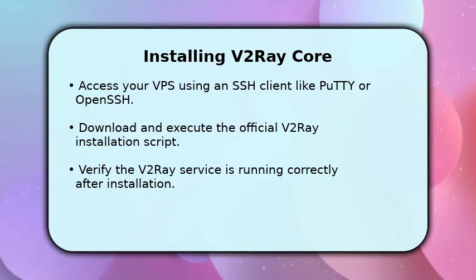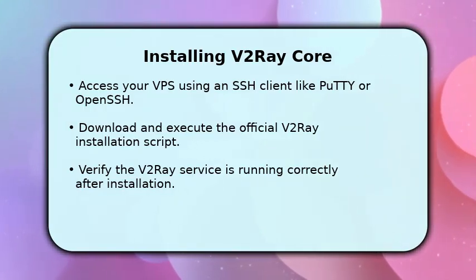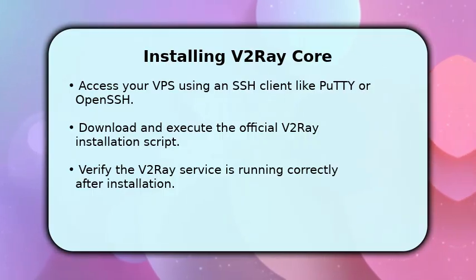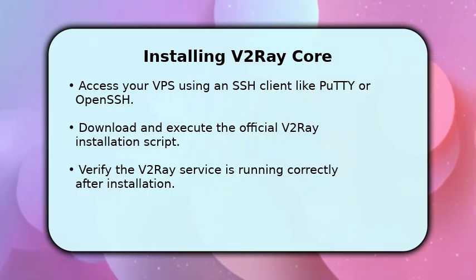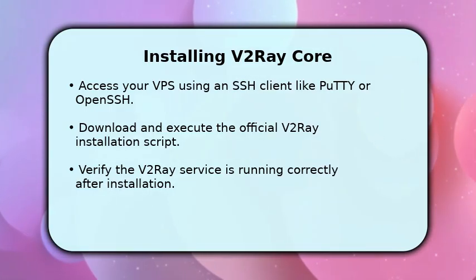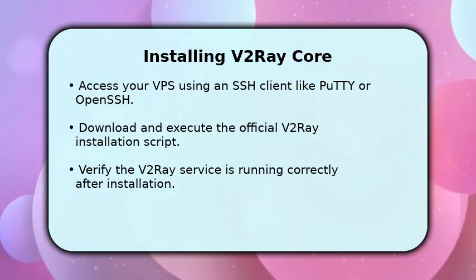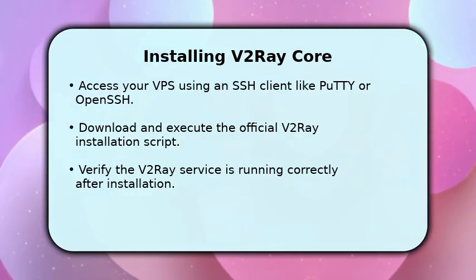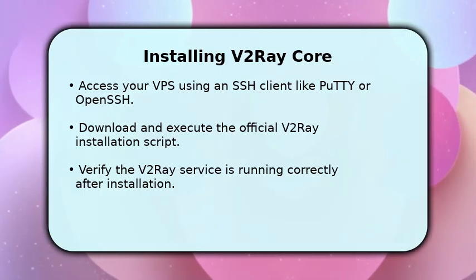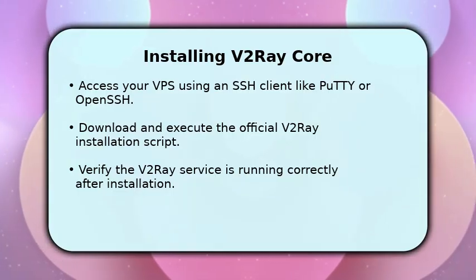Once your VPS is ready, connect to it using an SSH client. Tools like PuTTY for Windows or OpenSSH for Linux and Mac OS work perfectly. After logging in, you will download and run the official V2Ray installation script. This script automates most of the setup process, making it straightforward. Always verify that the V2Ray service is active and running properly immediately after the installation completes.